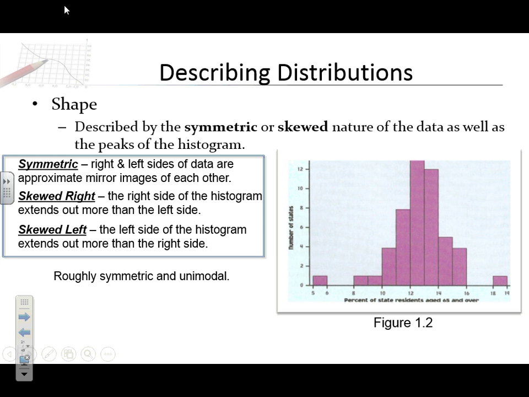Anything more than two peaks, so if you get data that has like 3 peaks or 4 peaks or more, you would just call that multimodal. So you've got unimodal, 1 peak overall, bimodal, 2 peaks, or multimodal, multiple modes throughout, multiple peaks. We okay with shape? All right.